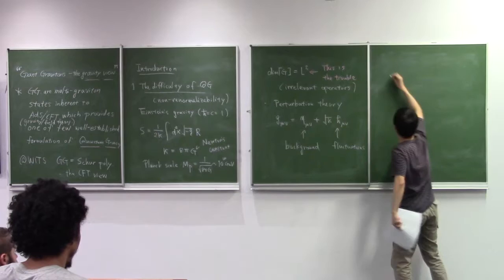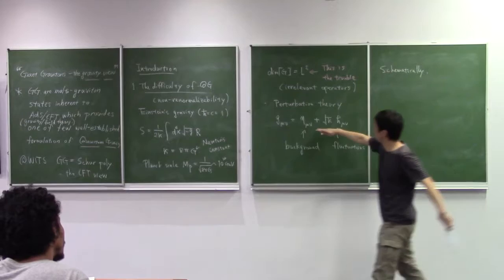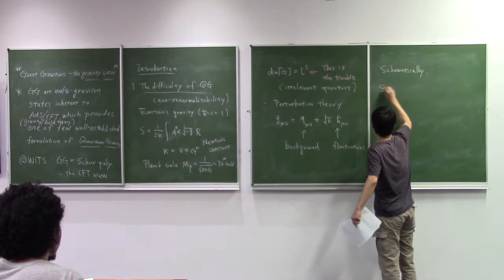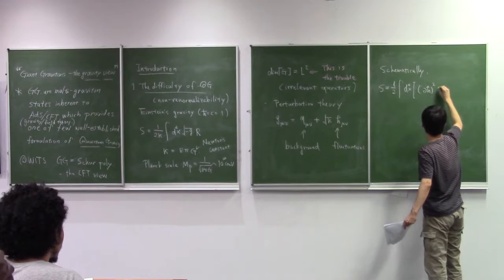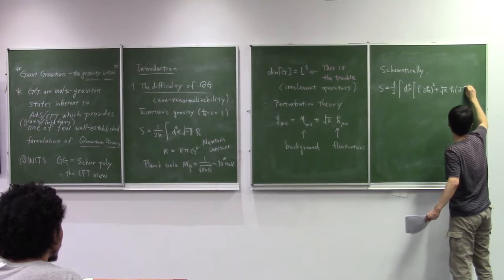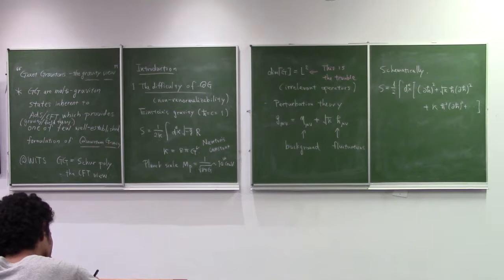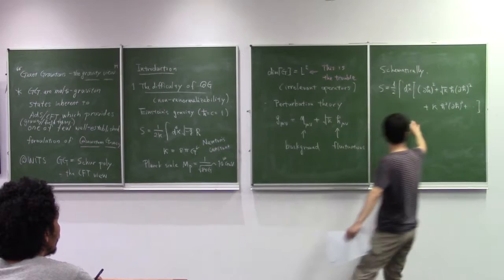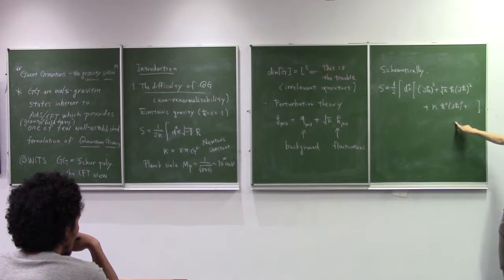So then, I do this expansion and plug this into the action, and schematically, this becomes... and it continues. Do you see how they appear? Like so, there's always two derivatives. And that's the basic structure.